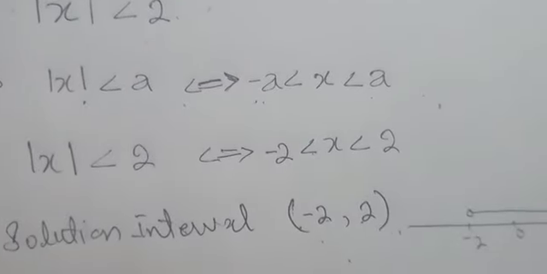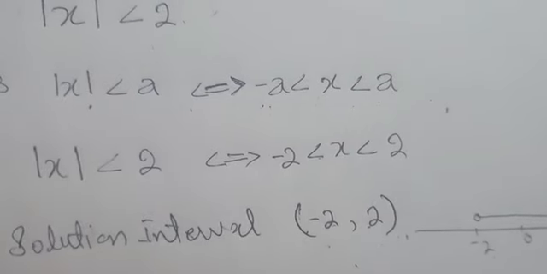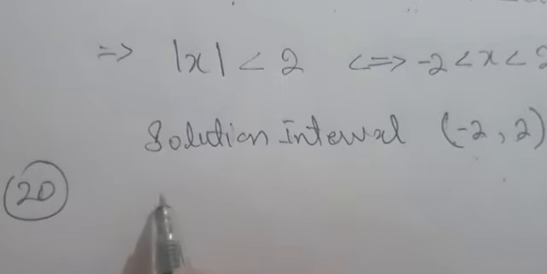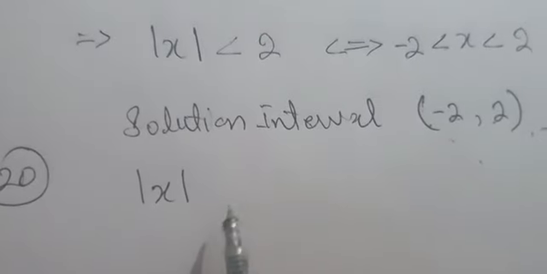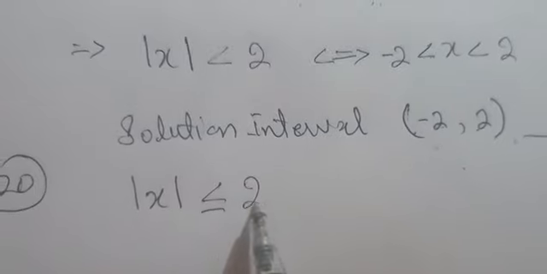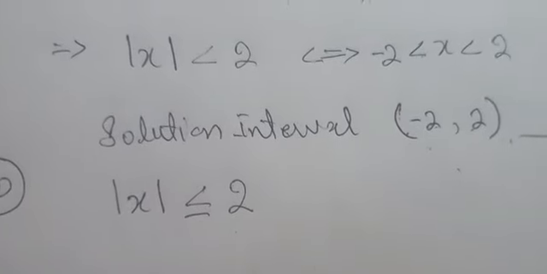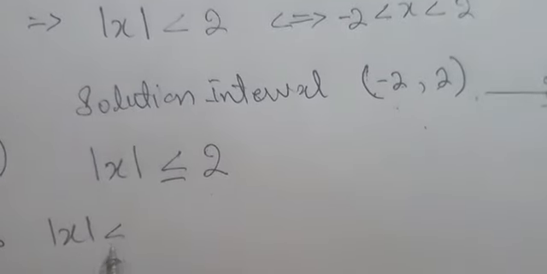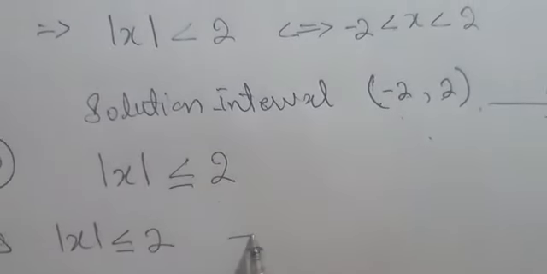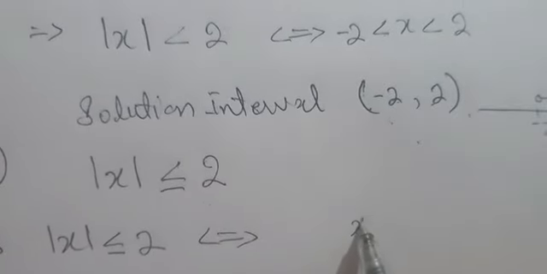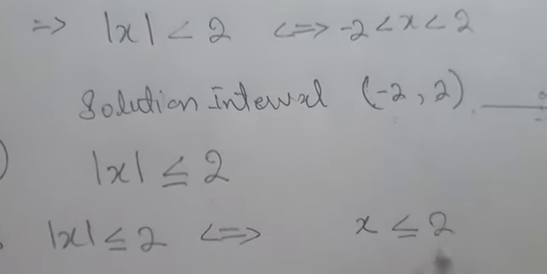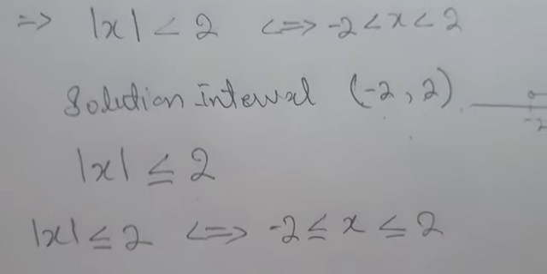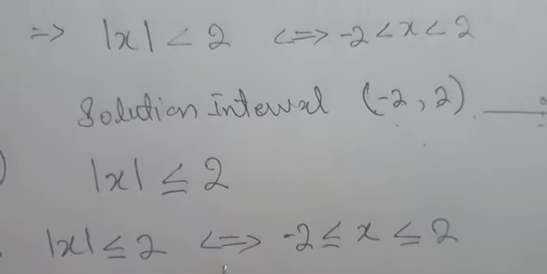And for example, there is another question, question number 20, that is absolute of x is less than or equal to 2. Now here we will use another property, that is absolute of x is less than or equal to 2 if and only if x is less than or equal to 2 and greater than or equal to negative 2. Actually here we can use the property.